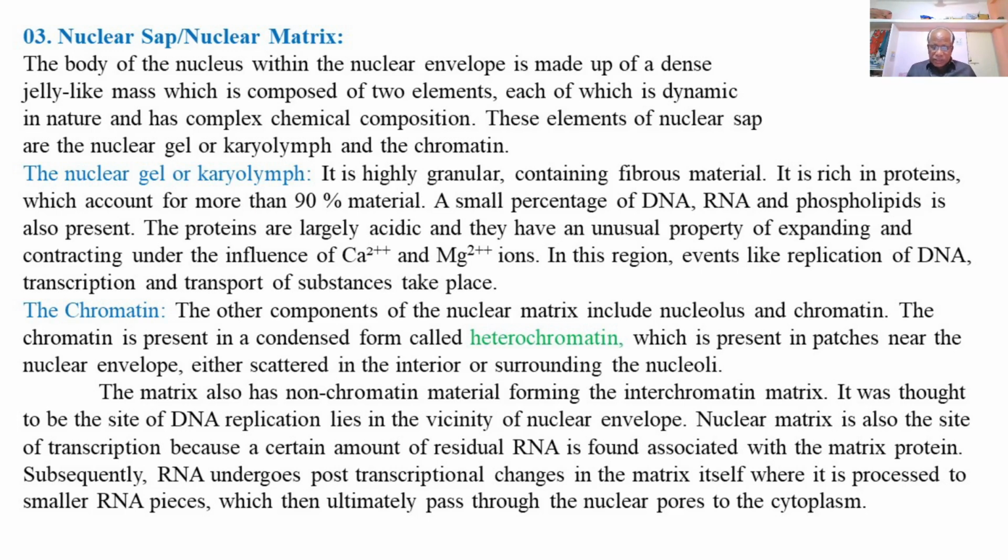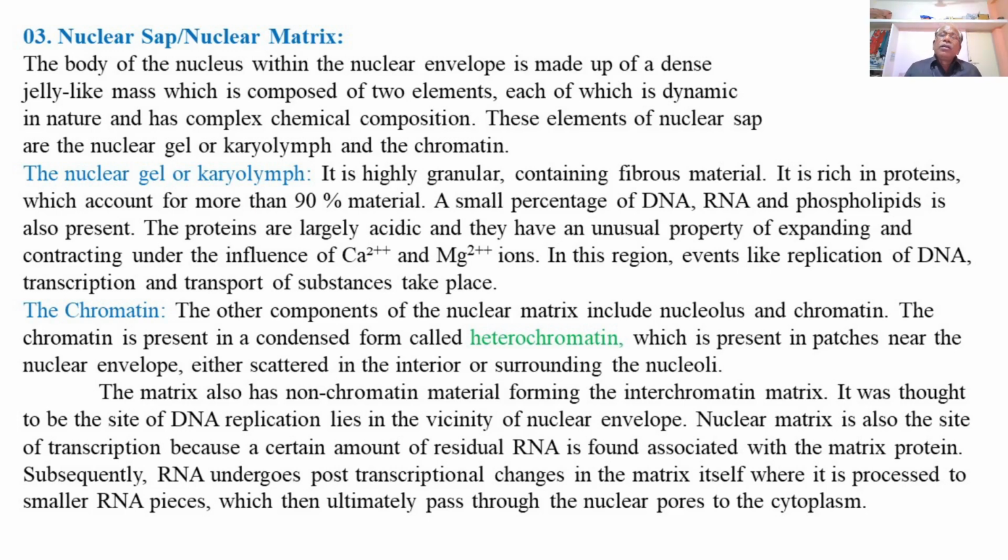The nucleoplasm contains nucleic acids, proteins, lipids, enzymes, and various organic phosphorus compounds, and inorganic salts also. The proteins include histones and non-histones. The enzymes include DNA polymerase, which synthesizes DNA, and RNA polymerase, which is responsible for RNA synthesis. So these are the different components which are present in the nucleoplasm or the nuclear sap.